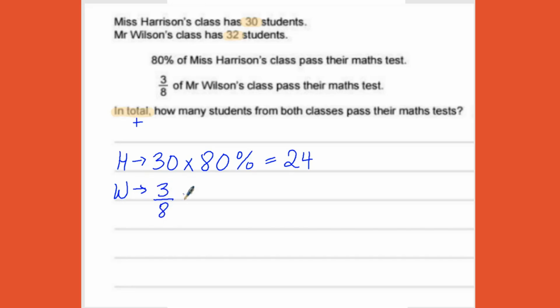Next, we have to find 3/8 of 32. We do that by multiplying. 3/8 of 32 is 12. Since the question asked us for the total, we must add the numbers. Our final answer is 36.